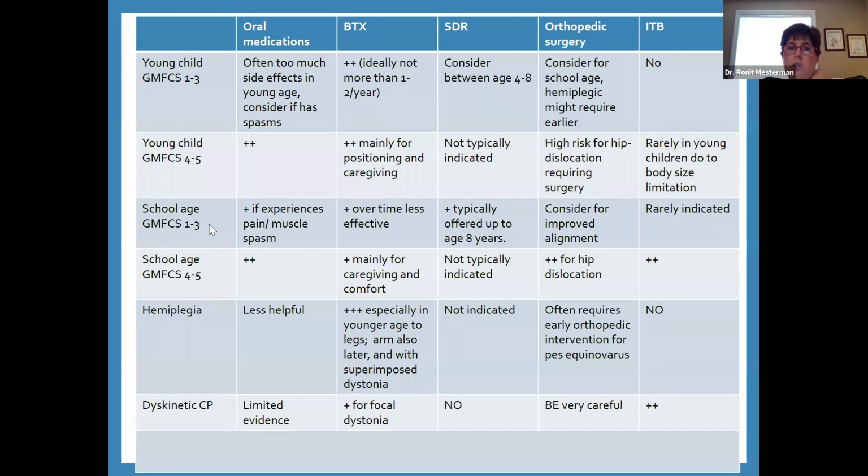Now, the school age children, level 1 and 3, oral medication becomes maybe more of a need, especially when they're experiencing more painful spasms. Botox will be less effective over time, but still might play some role. I find the upper limb seem to be still responding. That's an observation.